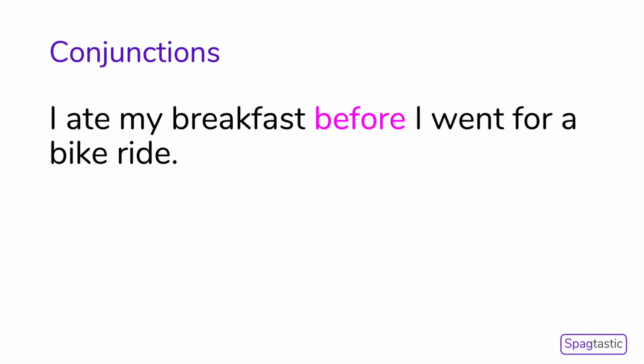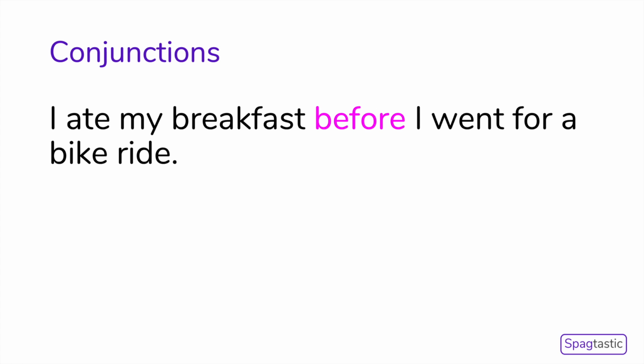Let's look at an example of a conjunction used in the middle of a sentence. I ate my breakfast before I went for a bike ride. In this sentence, the conjunction before joins the two ideas in the sentence together.